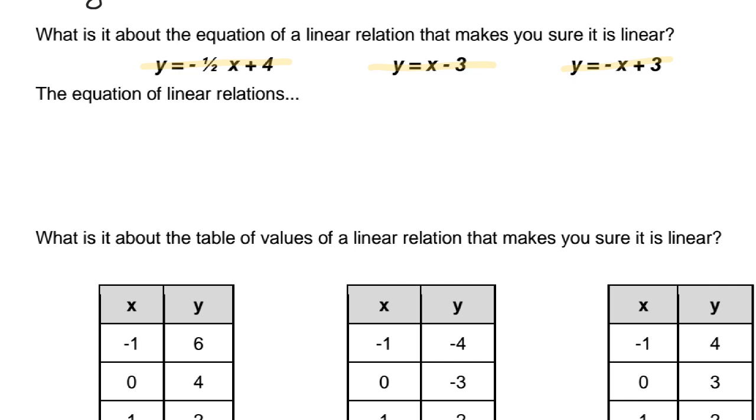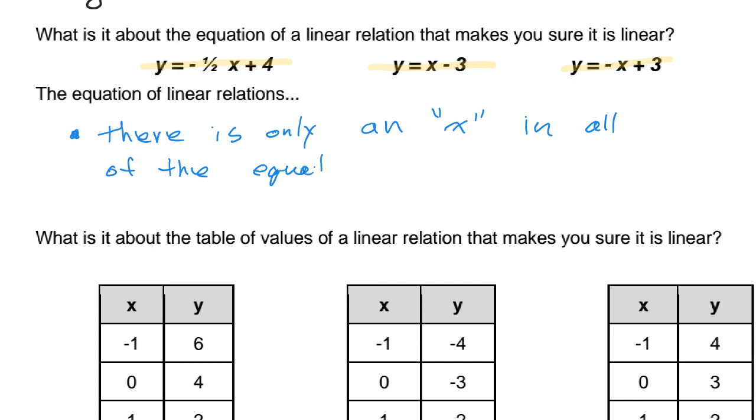One of you during one of the lessons mentioned this to me. There is only an x in all of them. So there's only an x in all the equations. So we have something that looks like this: y is equal to some bracket of x plus some constant. And the key is there is nothing else, it's just an x. Anytime we see a linear relation, there's only an x. There's an x and a couple of numbers, and that's about it.